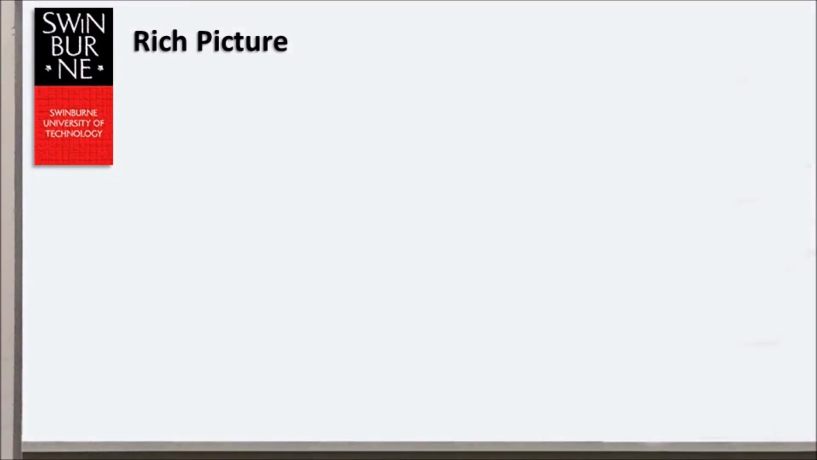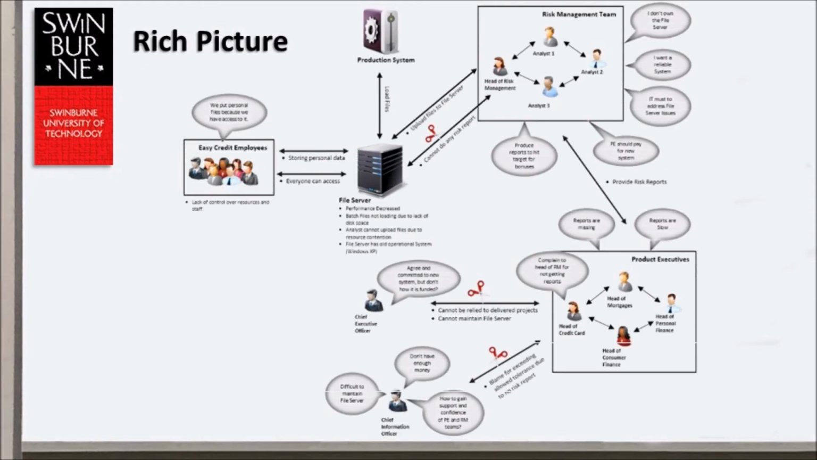The next step in our presentation is the rich picture. Our rich picture shows interactions between departments and the file server, starting with the product executives. The head of credit card complained to the head of risk management that they are not getting the reports. Also, other product executives complain that reports are missing and reports are slow.